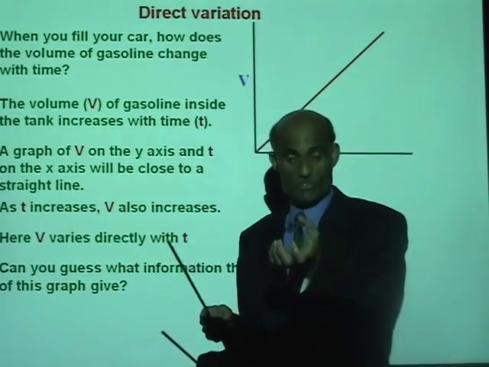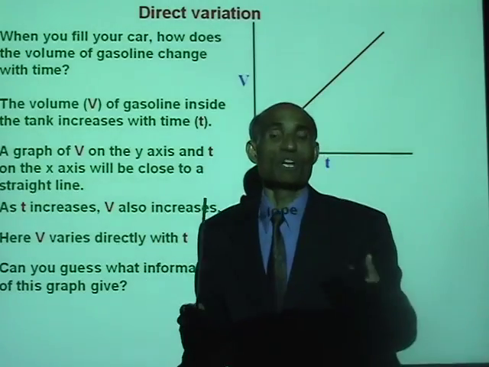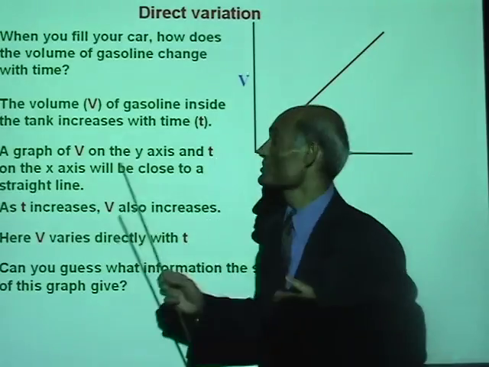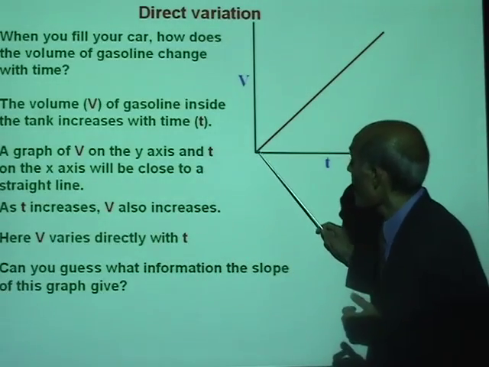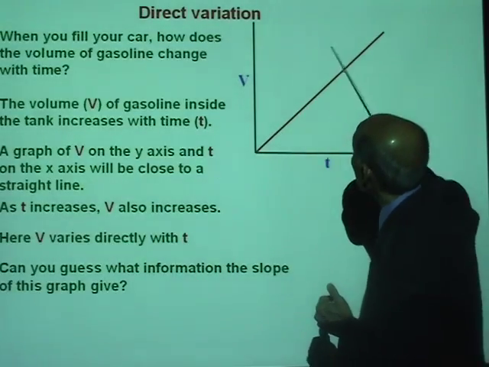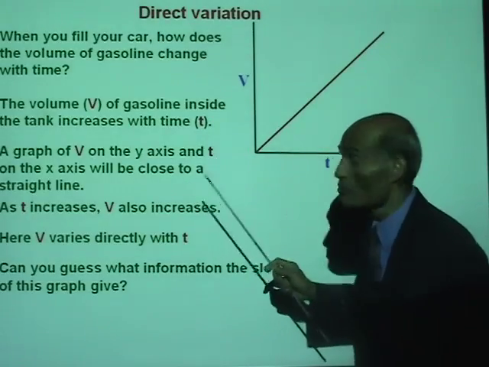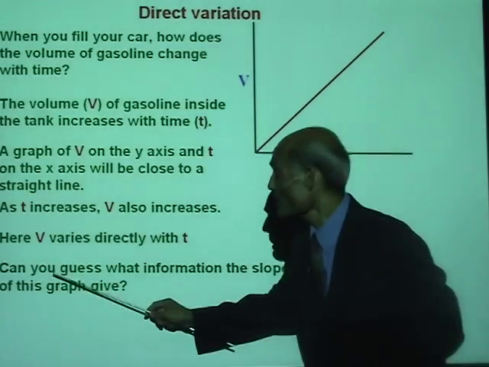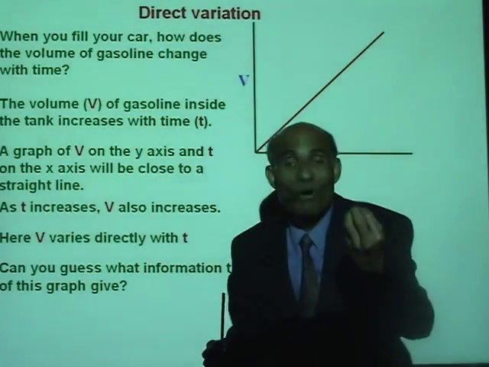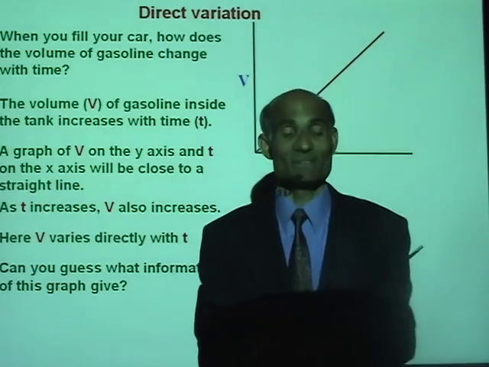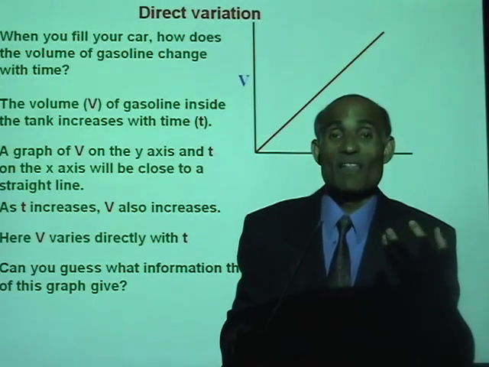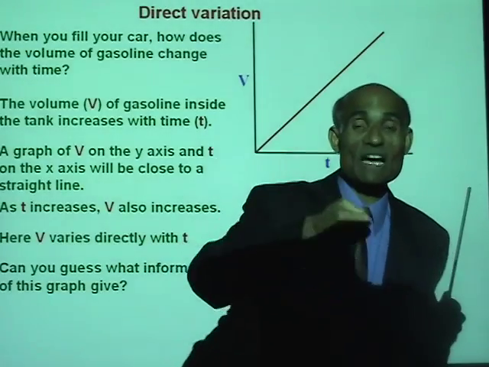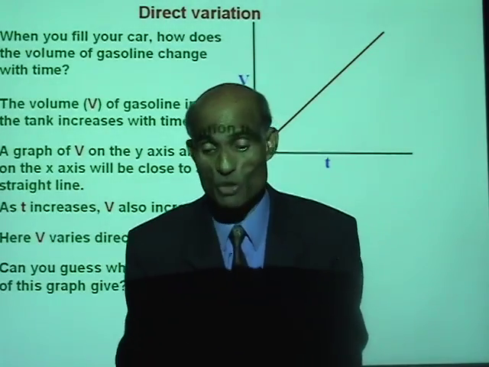Whereas in some other places you open it, it gushes out. The rate at which the fuel goes in is very high. So if the rate is very high, this graph will be steep. If the rate is very low, this graph will be sort of shallow. So what information does the slope of the graph give you there? Well, the information is the rate at which the gasoline goes into the tank. Is it going at a faster rate or at a slower rate?